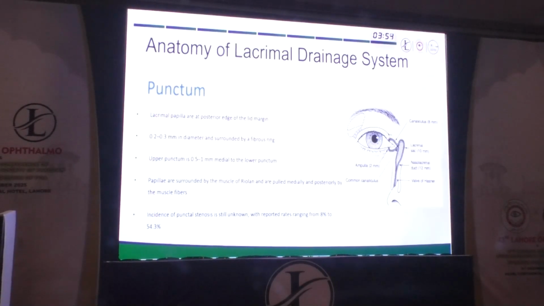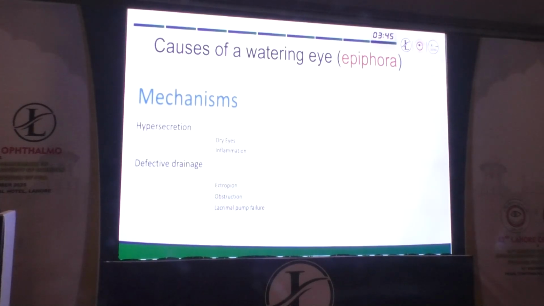The incidence of punctal stenosis is still unknown, but is reported between 8 to 54%. So what are the causes of a watering eye? Either there is hypersecretion or there is defective drainage. Hypersecretion can occur as a reflex from dry eyes or due to any cause of inflammation on the surface of the eye. Defective drainage is ectropion, where the punctum is turned away from the eye itself, or there is obstruction anywhere in the nasolacrimal drainage system, or there is a lacrimal pump failure, an example of which is a facial palsy.